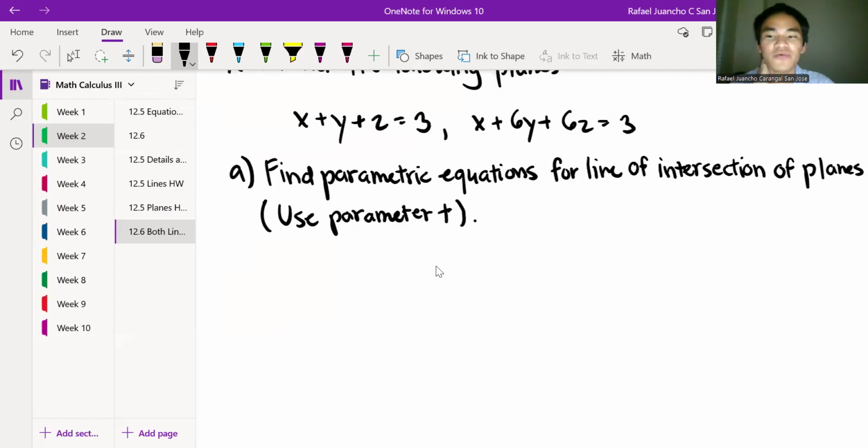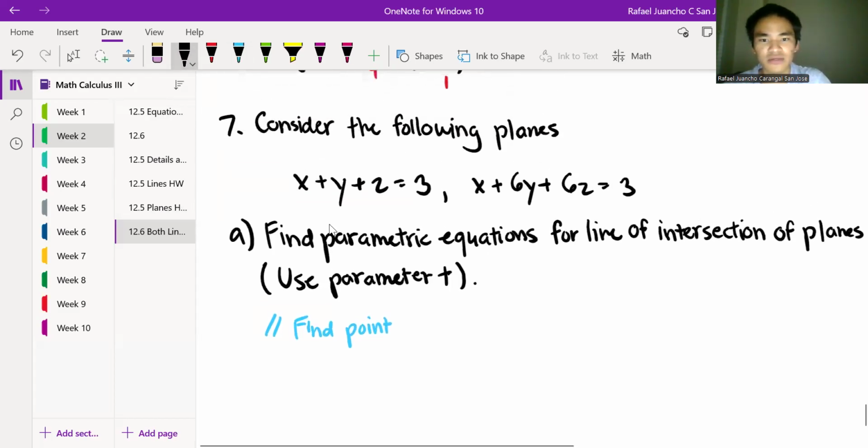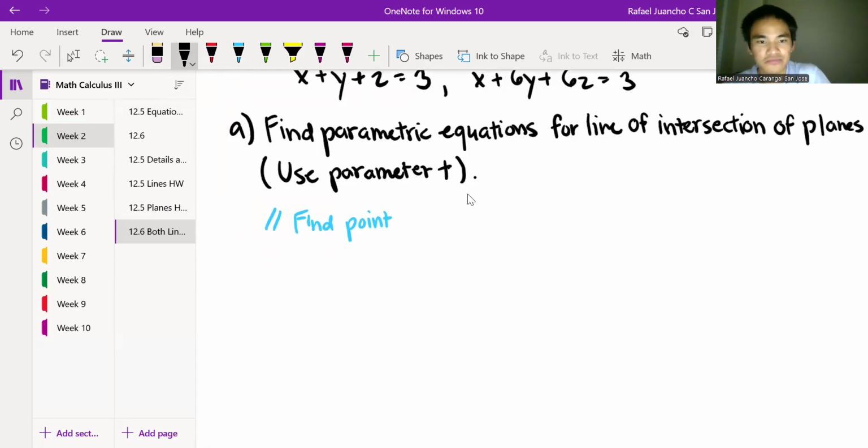What do I need for a line? I need a point. What else do I need? A direction vector. So that's what we're gonna do. We're gonna find a point. Let's find a point. Any of this could work, actually. Z is 0. Done. Now we find x and y.